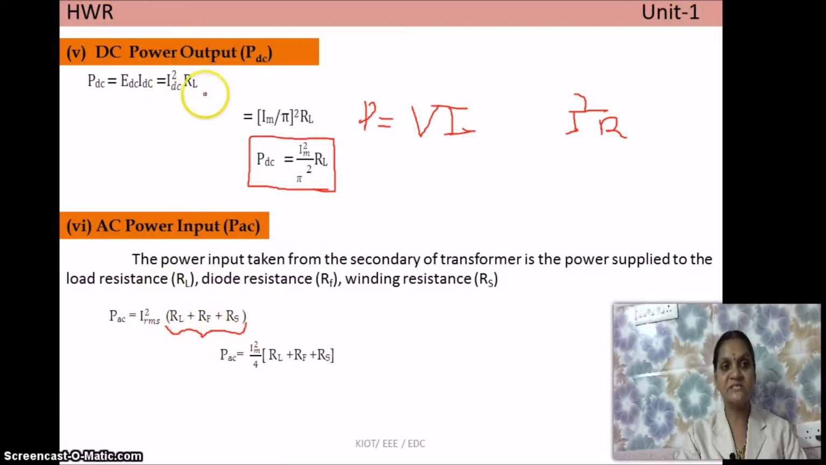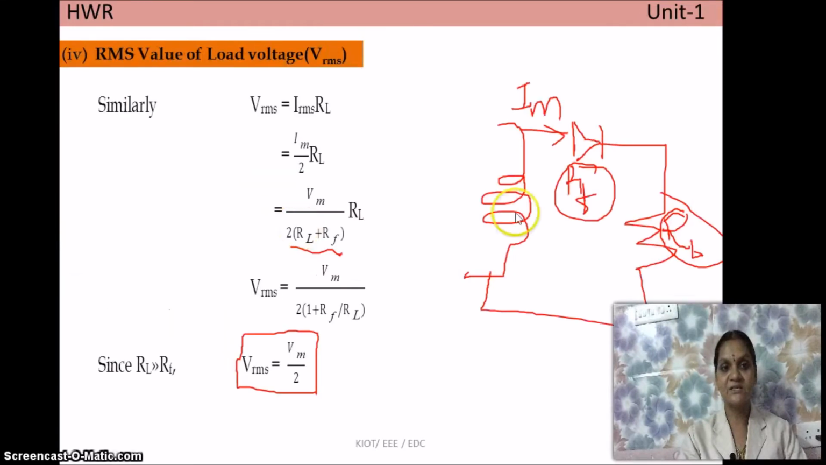whereas for DC I have included only one resistance, RL, because DC current flows through the load resistance RL. Whereas AC current is flowing through, where all is the AC current flowing? See here in the previous diagram, this is the transformer secondary. On the secondary side we have an AC current. That current is allowed to flow through the diode. After that it gets rectified and flows through the load resistance RL.